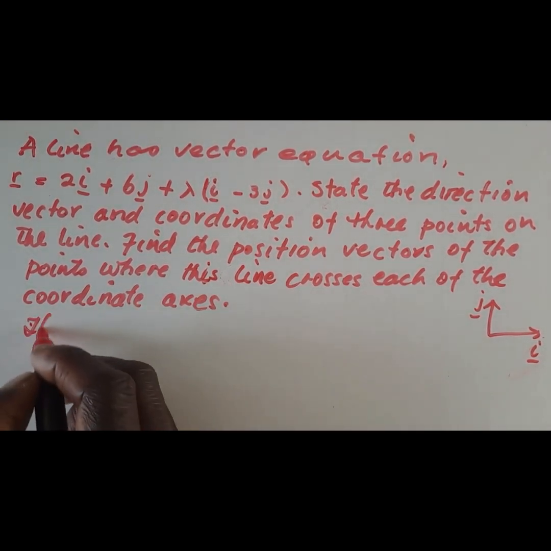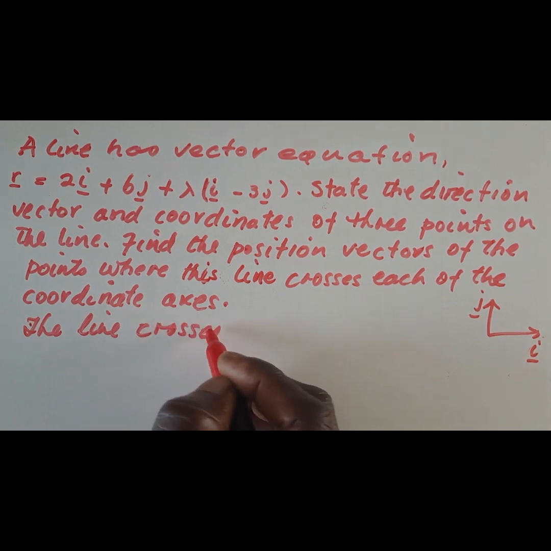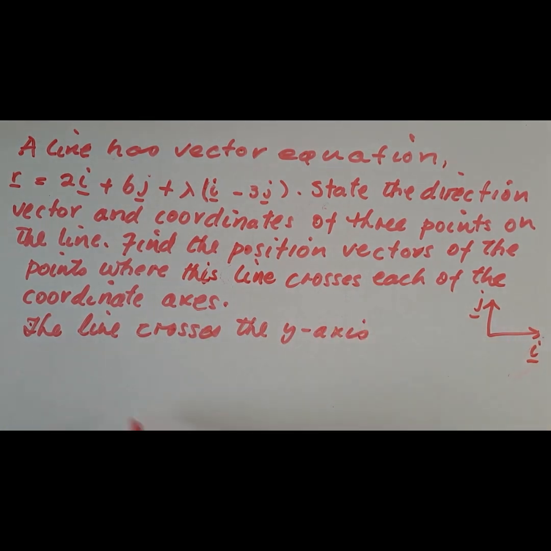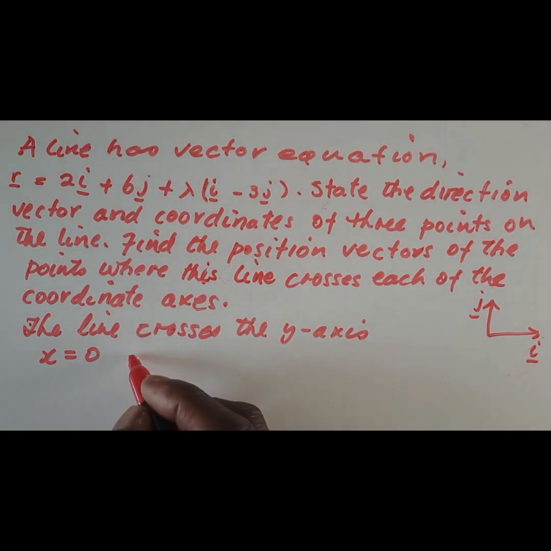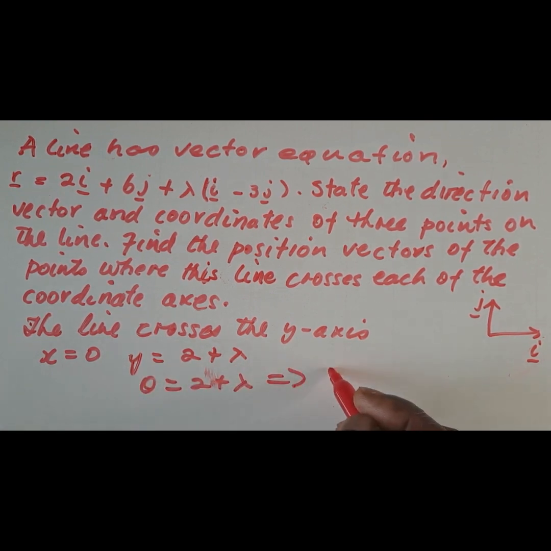Next we have the line crossing the y-axis, and that's when x is equal to 0. So if we set x equal to 0, our i component, then we can find the j component. So we have that x is equal to 2 add lambda, giving us that 0 is equal to 2 add lambda, which implies that lambda is equal to minus 2.